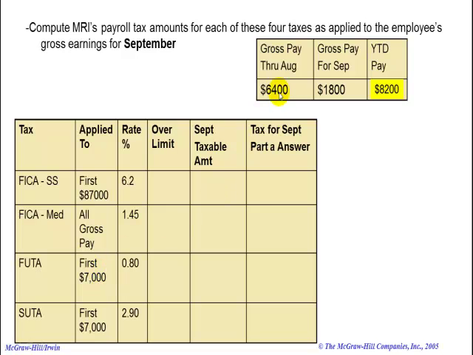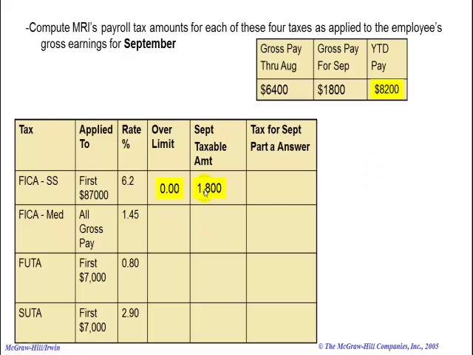So it looks like if they made $6,400 through August and they made gross pay of $1,800 in September, this employee only needed $7,000 minus the $6,400 pay through August. Only $600 of this $1,800 will be taxable for FUTA and SUTA. Again, only $600, because $600 is what you need to get to the limit of $7,000. So let's go through this. They're not over the limit for Social Security, and the September taxable amount will be the full $1,800, because that's what they made in September.